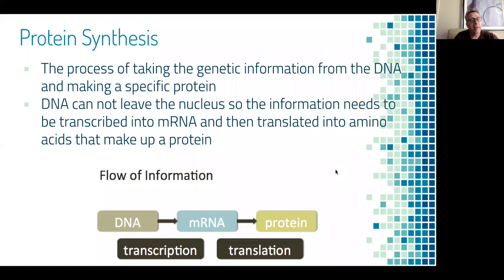Okay, protein synthesis. How do we make proteins? We know that the DNA stores all the genetic information that we need. So how does it get to the point where it can make a specific protein? We know that DNA cannot leave the nucleus. So what happens is it transcribes it into what we call mRNA. And we're going to compare RNA and DNA in a minute. But that mRNA can leave the nucleus.